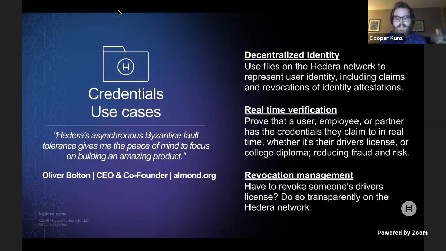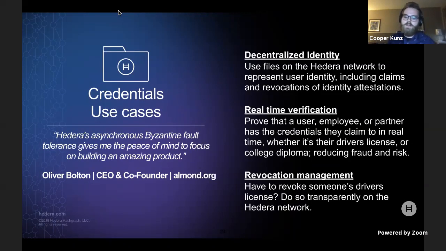Another use case that we're really excited about is credentials. So that's kind of verifying different attributes of your decentralized identity. An easy example of this is your college diploma or your food handler's card, being able to have an account on the Hedera network that has these attributes or attestations from a third party saying that I verify that this person got their degree. And being able to update and manage these in real time is something that's going to drastically improve existing business processes.